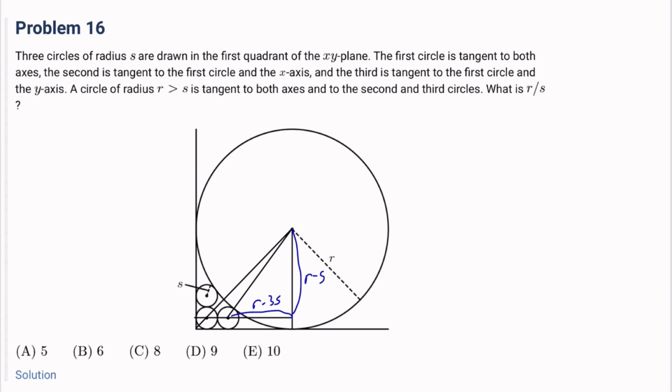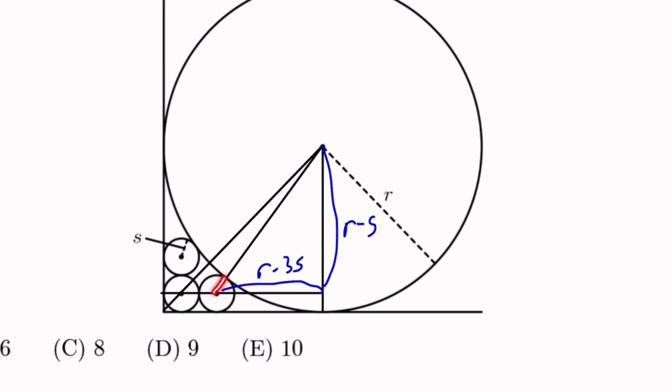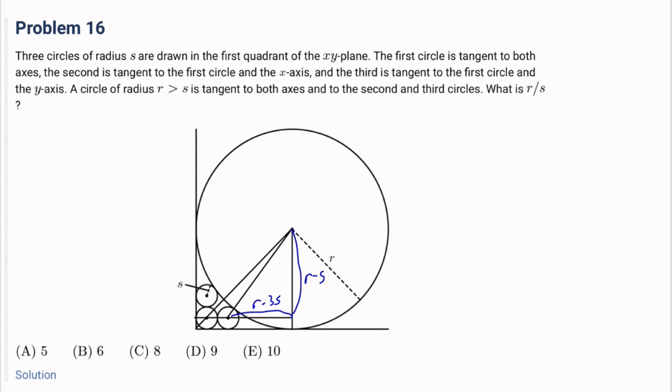And then lastly, let's look at this length. This length is just equal to this length, which is just S, plus this length, which is just R. So this is just R plus S. And so if we write that again, that's going to be R plus S. And so for R over S, R plus S squared is going to be equal to R minus S squared plus R minus 3S squared, right?